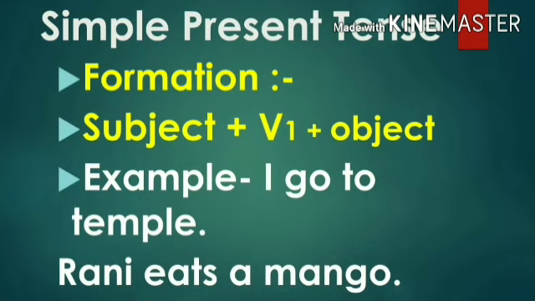You can use the subject, either noun or pronoun. Next, Rani eats a mango. Rani is subject, eats is V1 and mango is object. Now one question will arise in your mind: why Rani eats, not Rani eat? Because Rani is third person singular number.